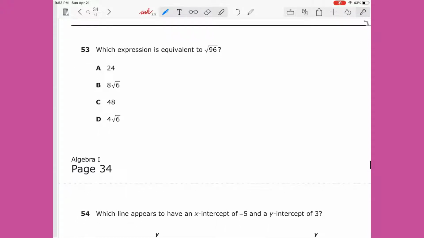Which expression is equivalent? So I need to simplify this radical, because it's not a perfect square. So I want to think of the perfect squares that go into that. I'm going to use my answer choices. I know A and B are not going to work. 96 is not a perfect square, so that won't work. So I'm going to do 96 divided by 6. 96 divided by 6 is going to give me 16 times 6. That's the square root. Now the square root of 16 is 4, so then that leaves me with 6 underneath the radical. So my answer choice is D.